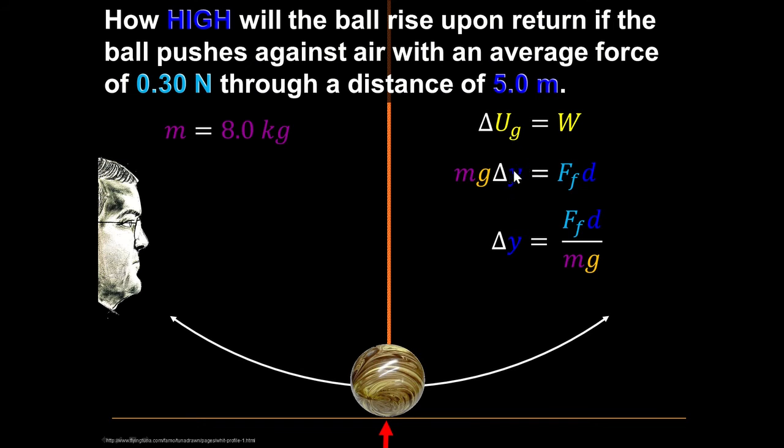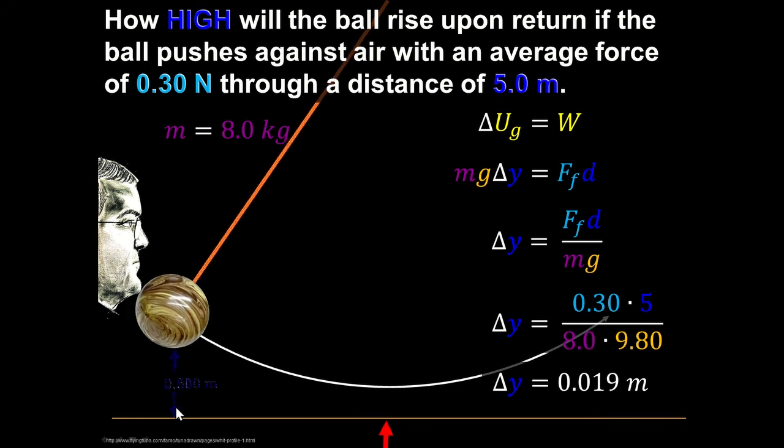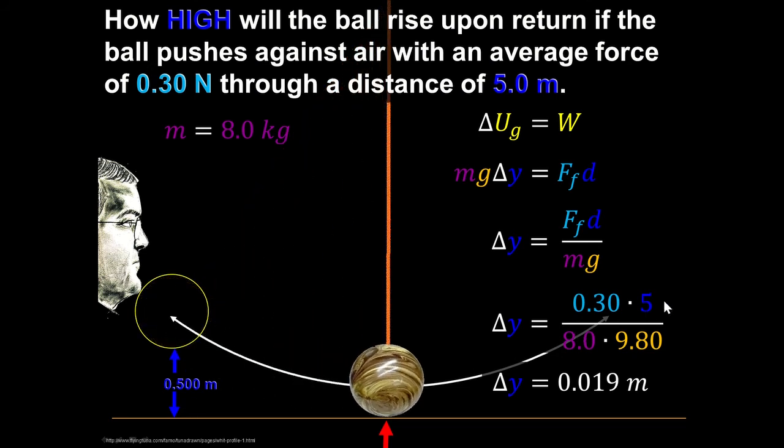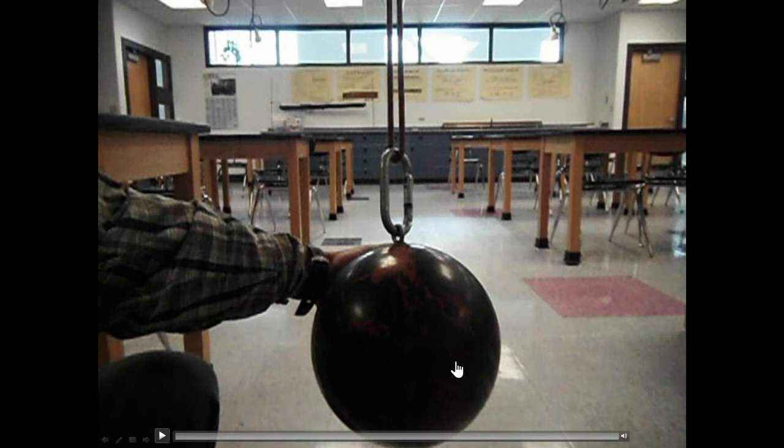So we're going to solve for the change in height this time. Okay, how high will it come back? So the force of friction was 0.3 newtons, the distance was 5 meters, mass is 8, gravity is that. The change in height is going to be 1.9 centimeters less. So if we pull that back to our chin here, a height of 0.5 meters, when it goes there and comes back, it's going to come back this much less. So 0.5 minus that is only going to come up 0.481 meters, not going to hit your chin.